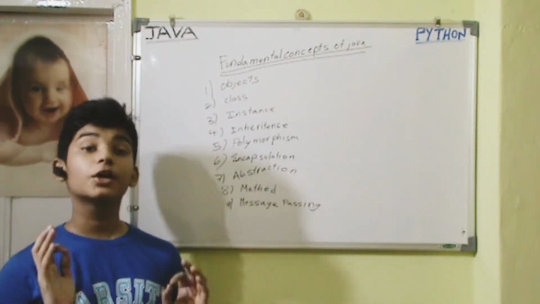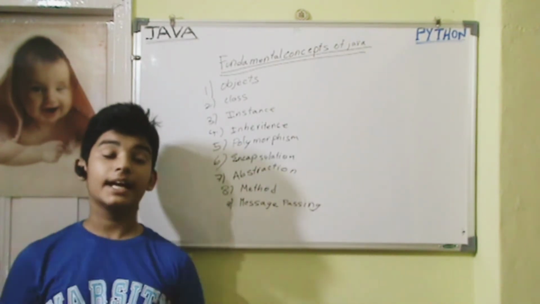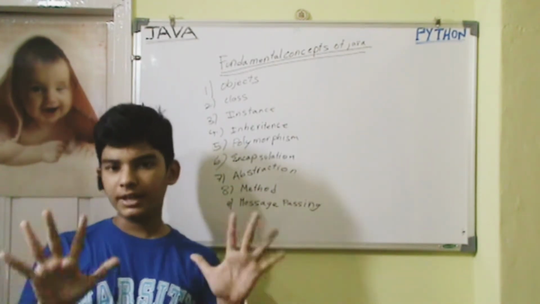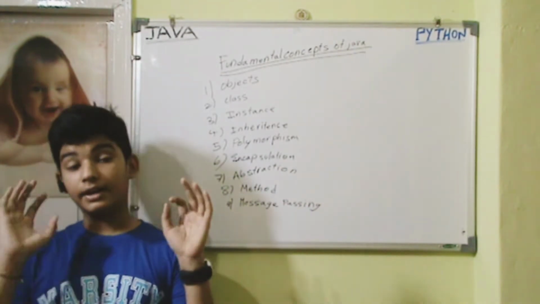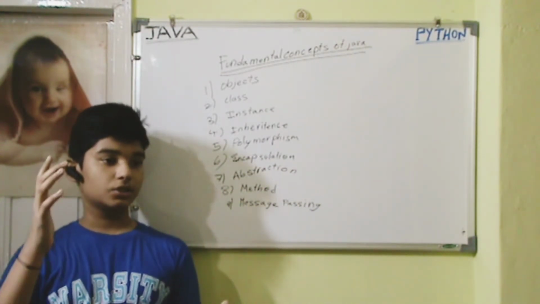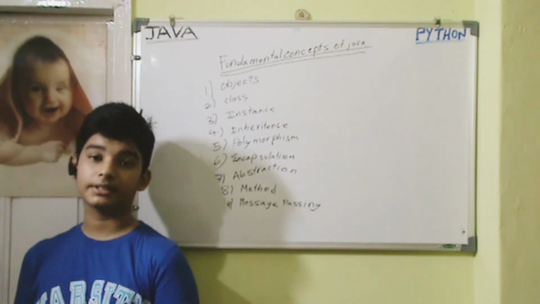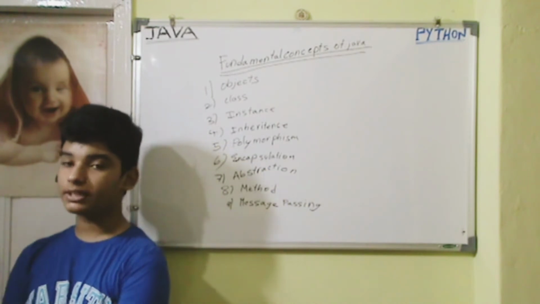So, what is an object? An object is a real-world entity that has states and behaviors. For example, let's take a real-life example. Let's take a dog. So, a dog must have states and behaviors. Let's take dog as an object. So, it must have states and behaviors.